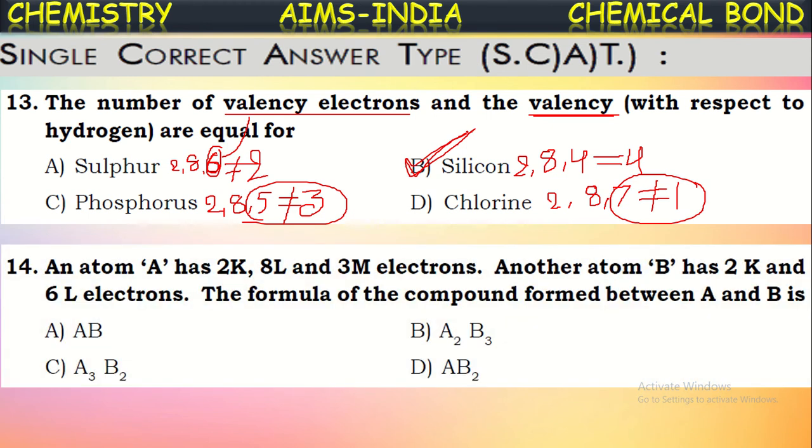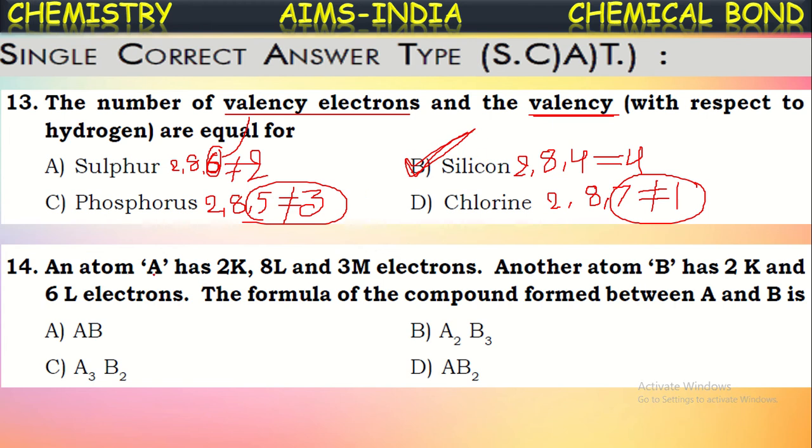An atom A has 2, 8, 3 electrons. That means 2 K electrons, 8 electrons, 3 M electrons. Another atom B has 2, 6 electrons. That means 2 electrons in the first shell, the K shell, and 6 electrons in the L shell. The formula of the compound formed between A and B is, what might be the formula of that compound?